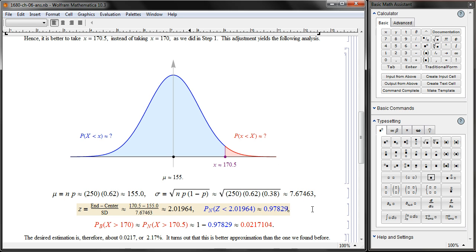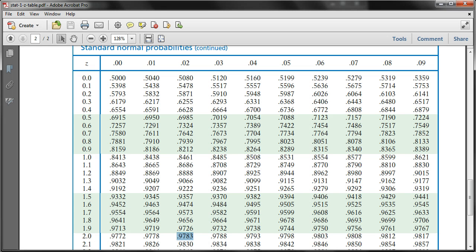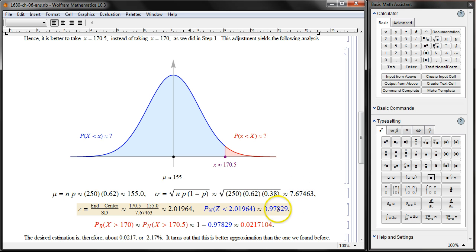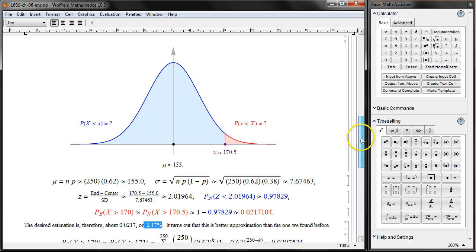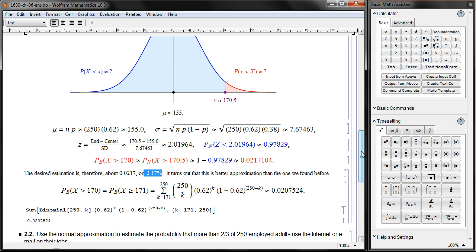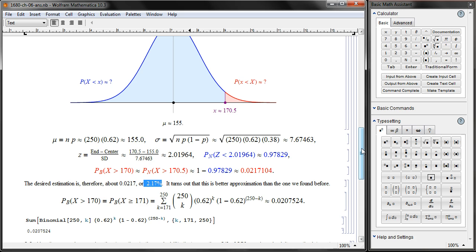According to Mathematica's computation based upon 12 decimal digits, 0.97829, it's a little bit more accurate than the one we got from our normal table here. Pretty close, but this one is a little bit more accurate, so let's use this one. 1 minus that, so we get that, and consequently we get this conclusion, about 2.17%, not 2.53%. It turns out this is a better approximation than the one we did before.